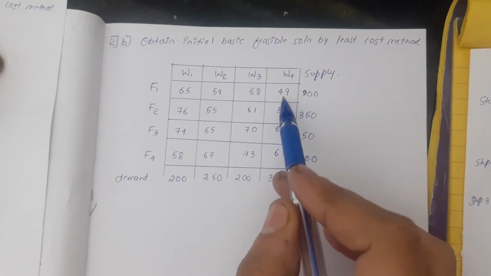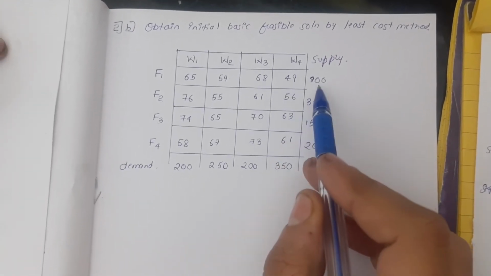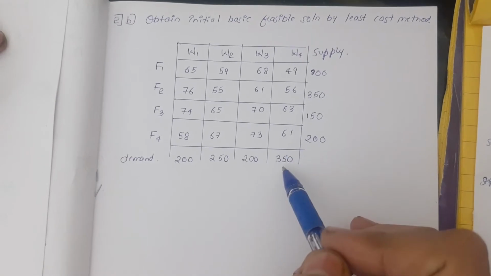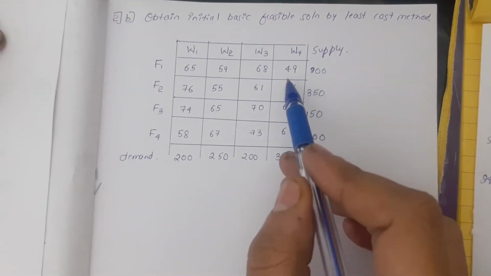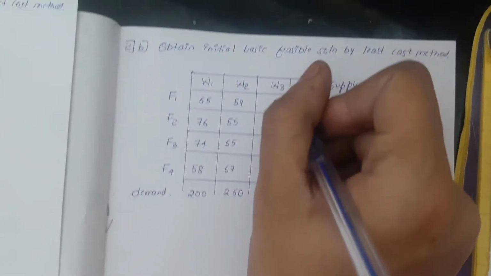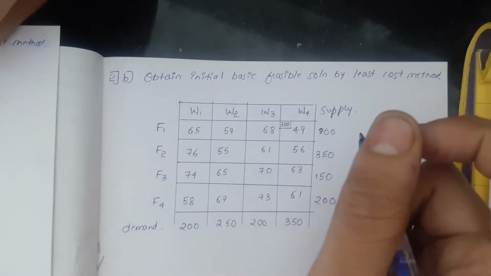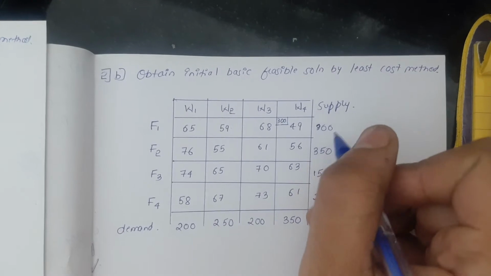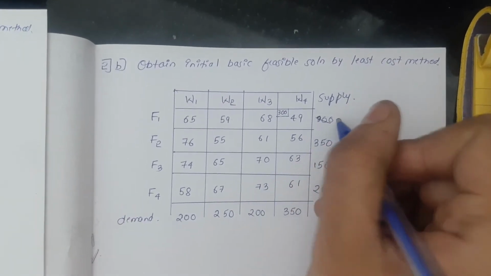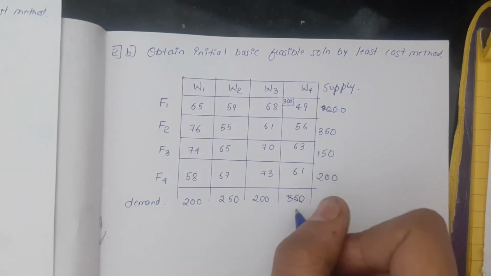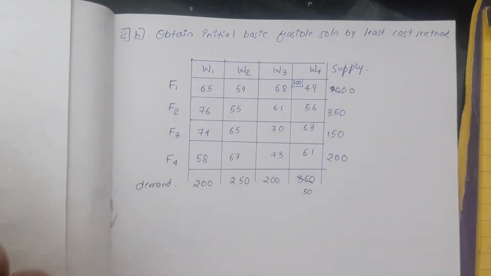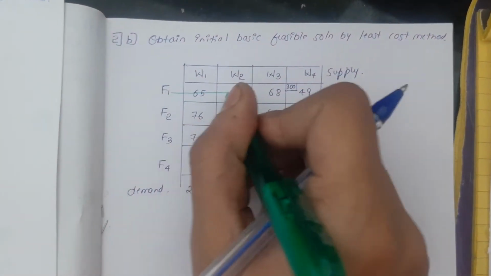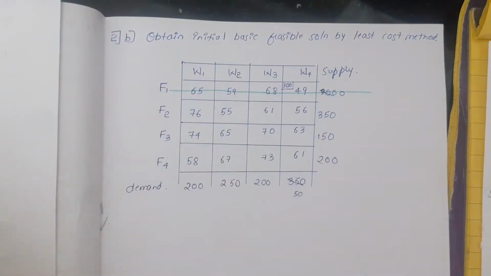So in this particular problem, we can see here out of all these elements, 49 is the least element, wherein we have the supply of 300 and the demand of 350. So here we can allocate a supply of 300 for this particular element. After allocating a supply of 300, this 300 becomes 0 and this 350 becomes 50. So this particular row gets eliminated.